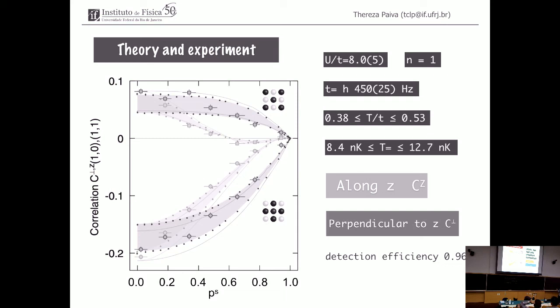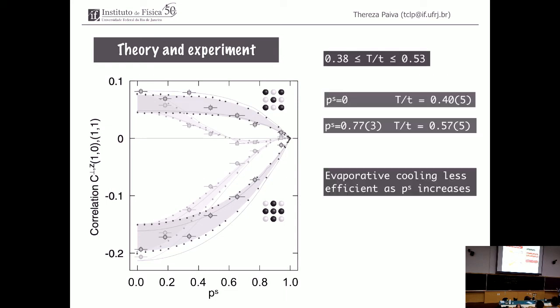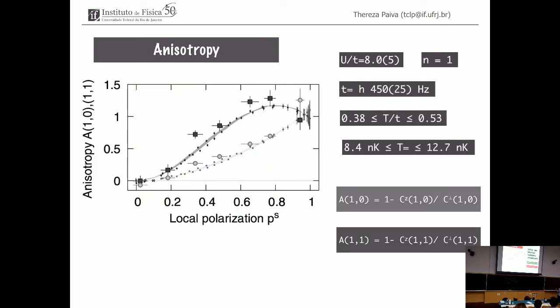And here we have a band because of the experiments. At 0 polarization, the temperature that best fits the experiments is 0.40 in units of hopping. And the system heats up a little bit as we increase the polarization. We believe that evaporative cooling is not as efficient as we increase the polarization as it is for low temperatures. But the one interesting thing is we clearly have an anisotropy between the z and x direction that we can plot like that, 1 minus Cz over C perpendicular.